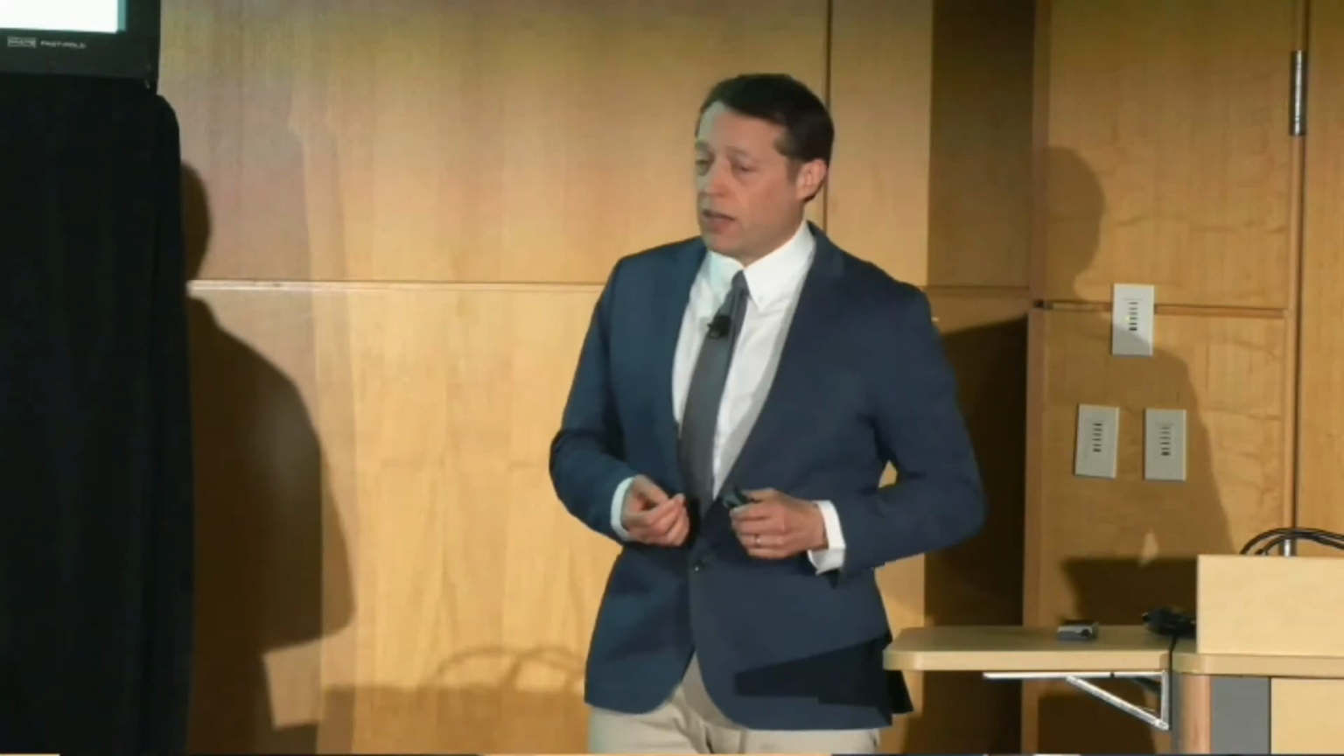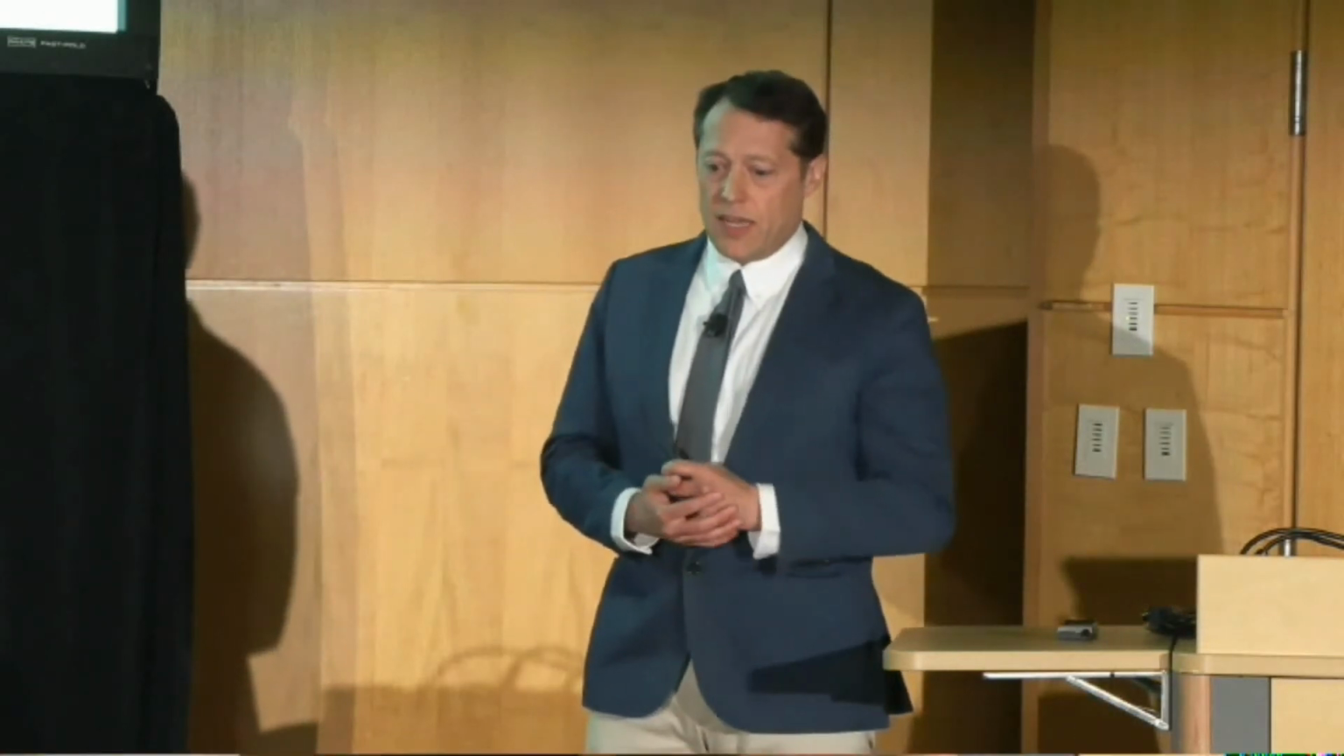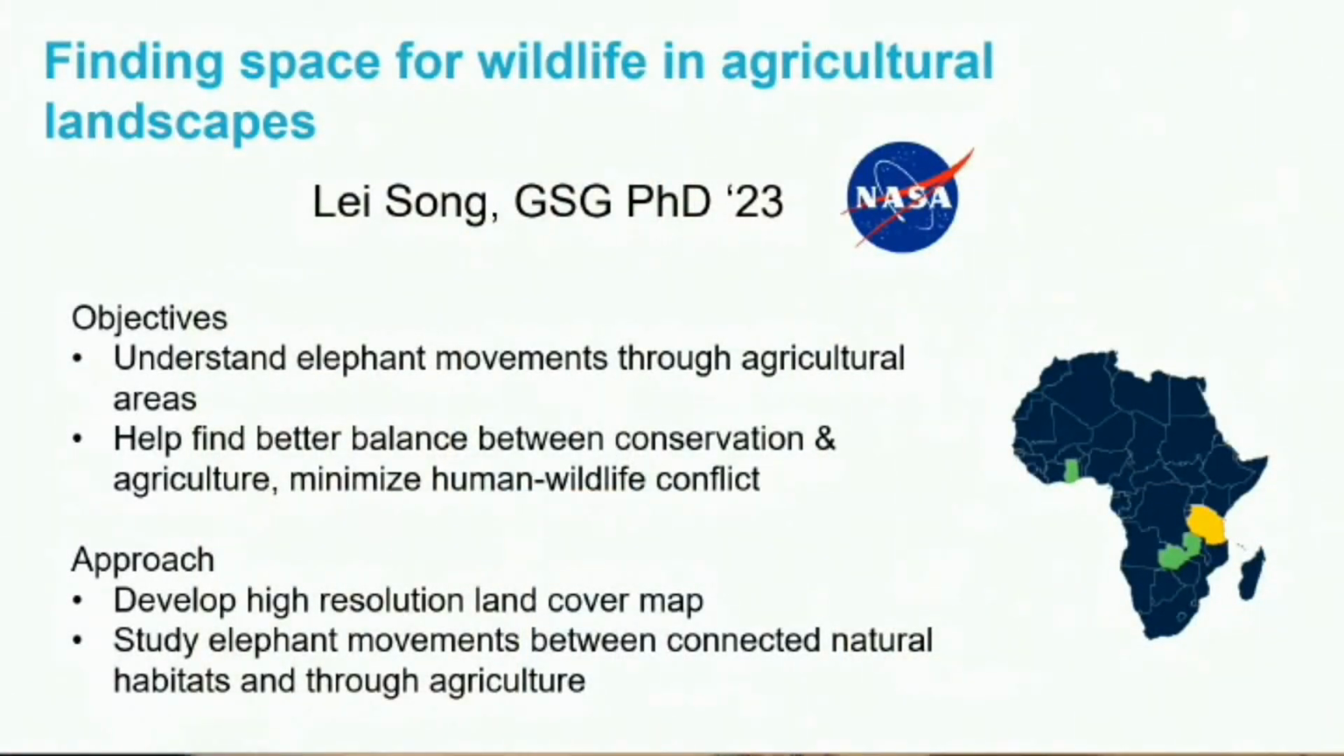Finally, I'm going to talk to you about a third project here, which is led by Lei Song, a graduate student, a PhD student in geography, also using funding from a NASA fellowship. This is focused on Tanzania, and the objective is to understand really how elephants are moving and using the landscape in Tanzania and how they're moving between agricultural areas and natural habitats. And so this is in order to basically offer solutions that can be used to help with things like land use planning. How do you better balance where agriculture and conservation lands are placed by understanding how elephants need to use and migrate between habitats?